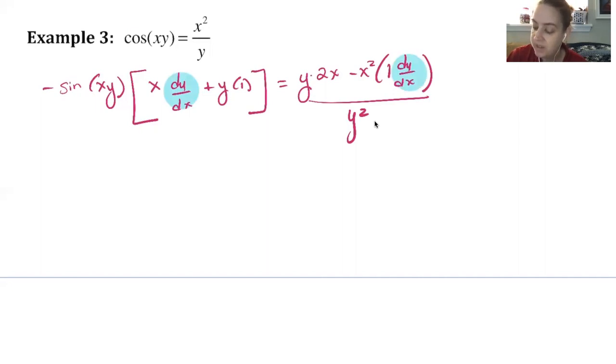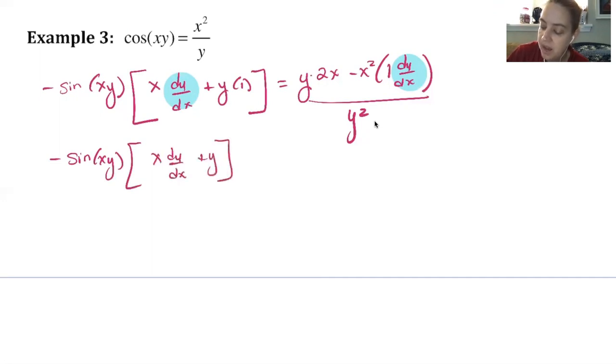I'm looking at this y squared, and I'm going to multiply both sides by y squared. Get rid of those fractions. So kind of a cross-multiplying thing. So I've got negative sine of xy, times x dy dx plus y, and I'm multiplying both sides by y squared, equals 2xy minus x squared dy dx. So that takes care of the fraction piece.